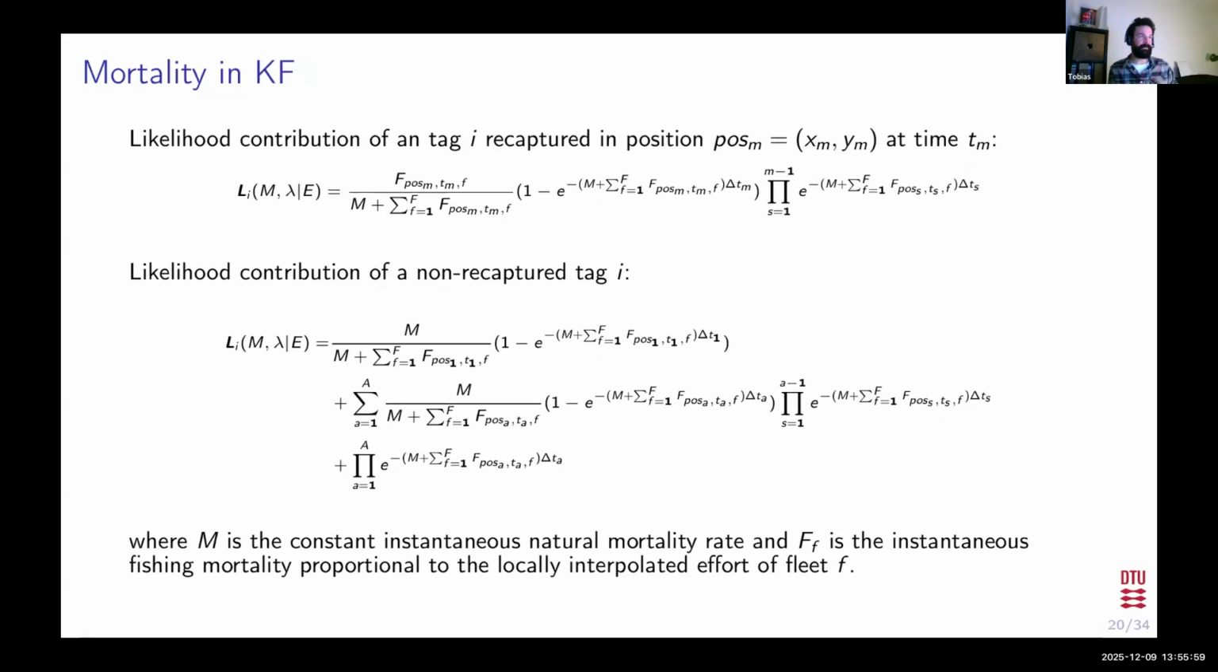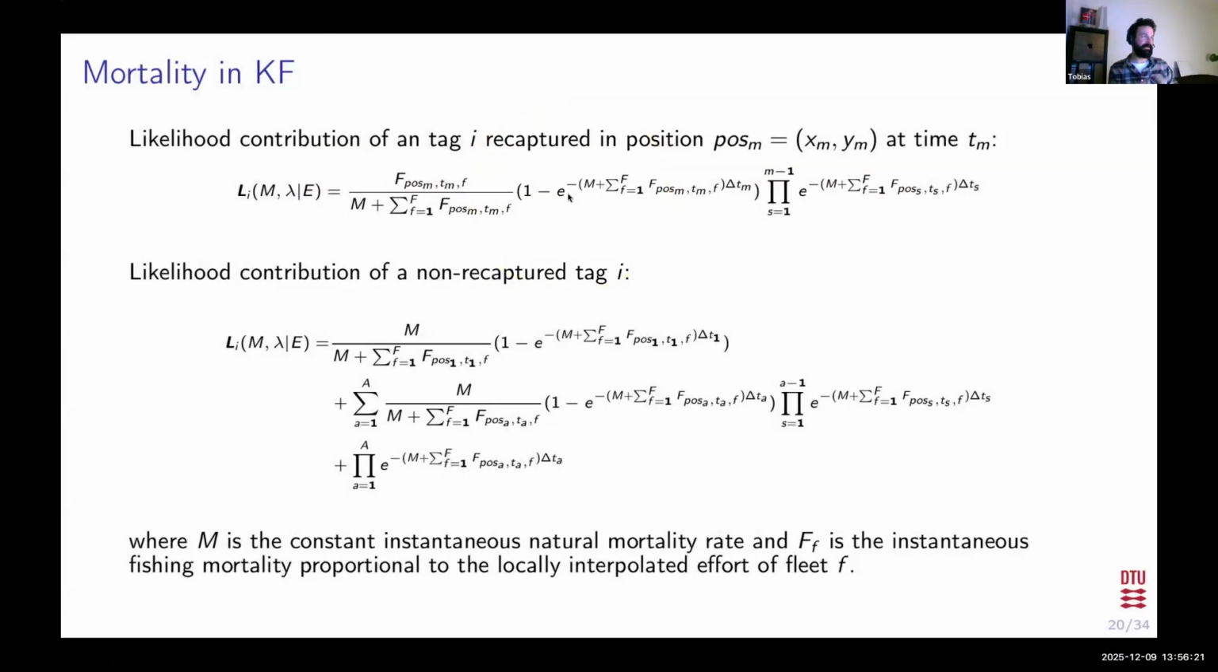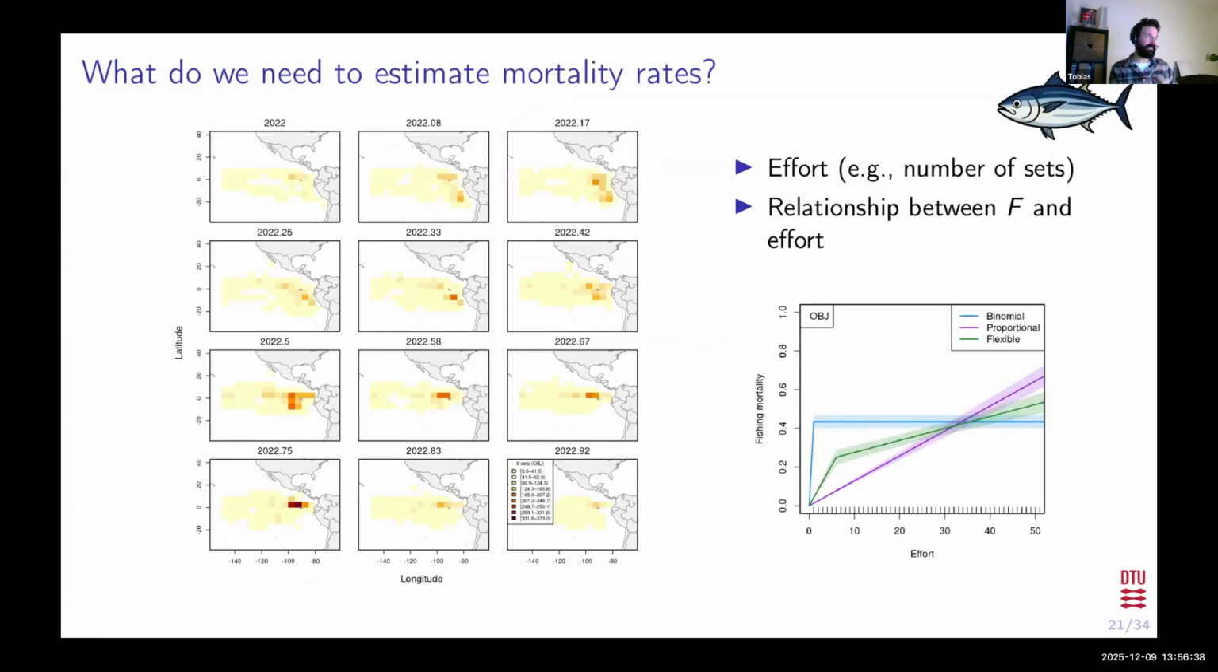If you wanted to do something similar for the Kalman filter, that's a little bit more tricky, but you could account for each prediction at each location, the fishing mortality and the survival probability at that step. So you account for survival and then the probability of being caught in the end when they are recaptured. And interestingly, when you do that, the non-recaptured tags also find their way into the likelihood, because they followed some track through space where they were never caught by a fishing fleet.